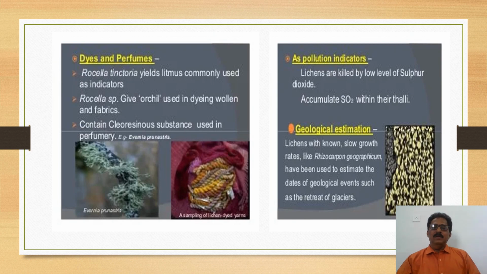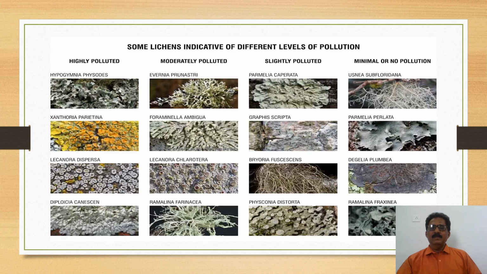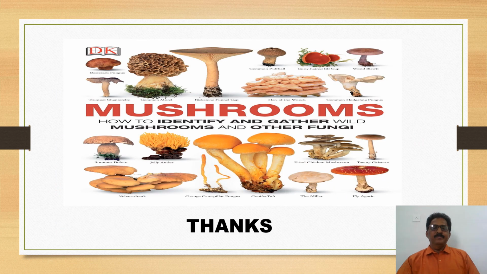These are other economic importance of lichen. Dyes and perfumes are extracted from lichen. Lichens are killed by low levels of sulfur dioxide, and accumulate SO2 within their thalli. Some lichens are indicative of different levels of pollution, and they have their effect on the structure of the lichens.